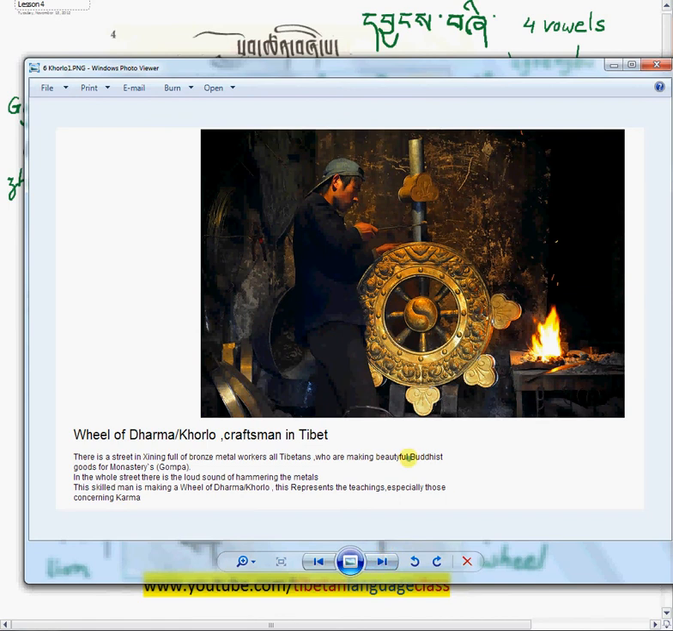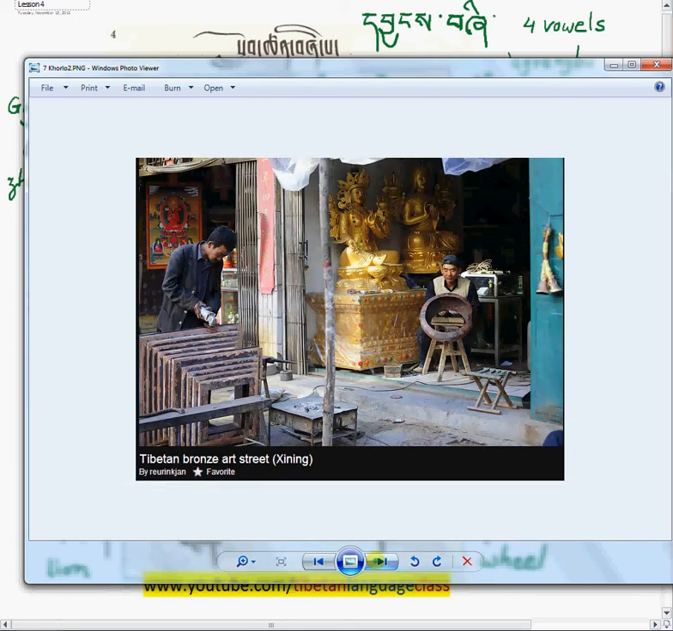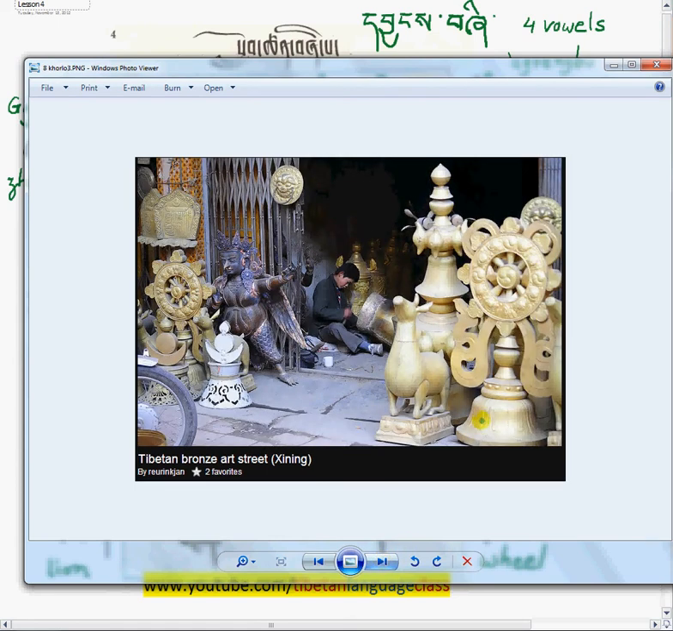And the next example we have is korlo, or the wheel. And this is a craftsman in Tibet actually making one of those sacred Buddhist korlo. And then some more pictures of Tibetan craftsmen making statues. And then here's a picture of a korlo also right here. And there's another one right there also.